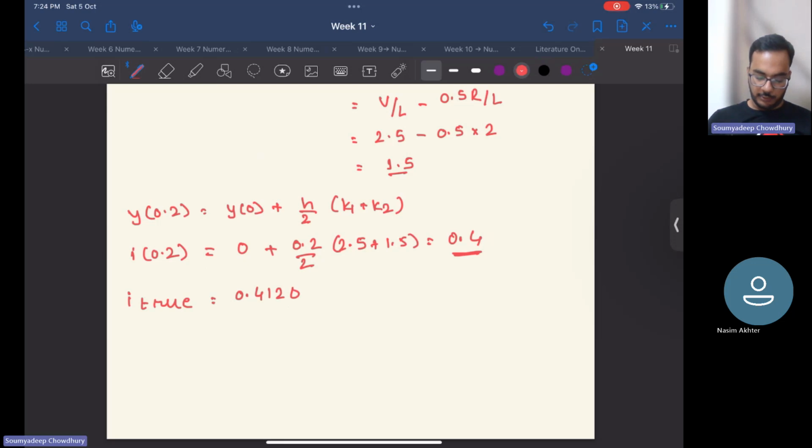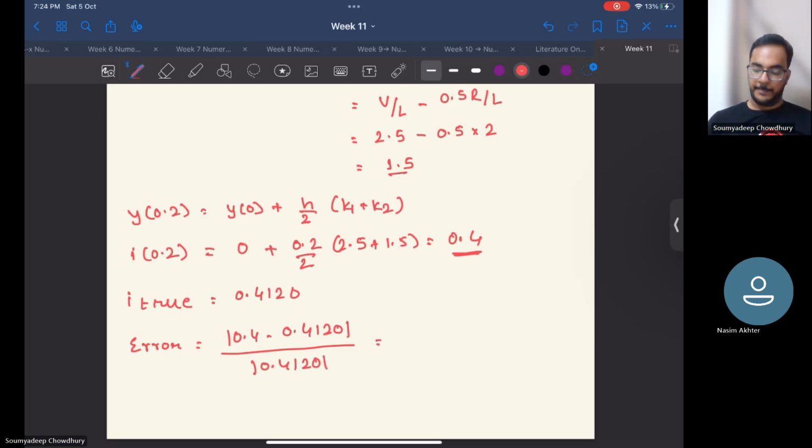Now if you find out the error, it is 0.4 minus 0.4120 by 0.4120. So it is 0.012.